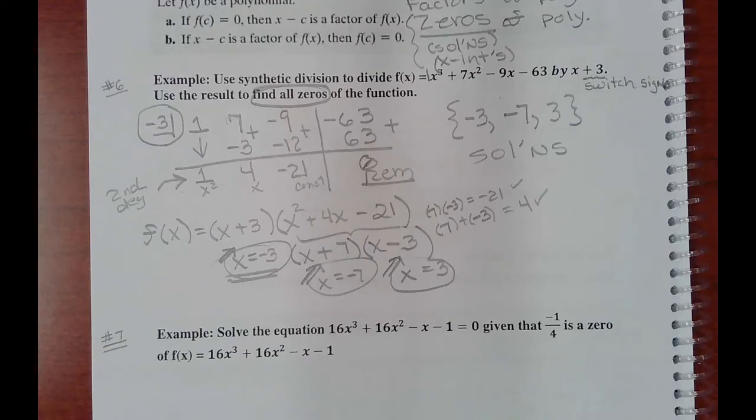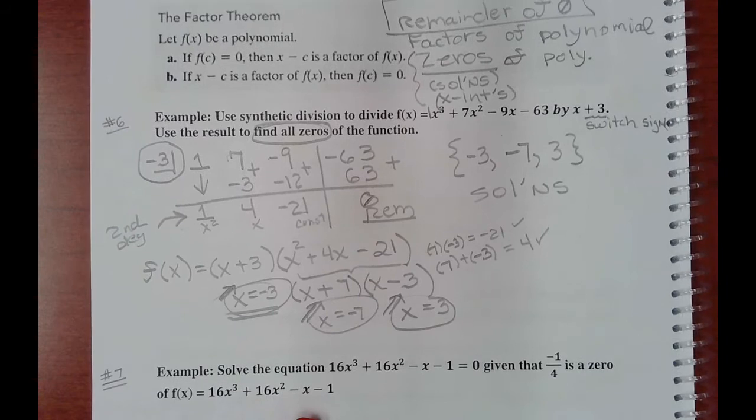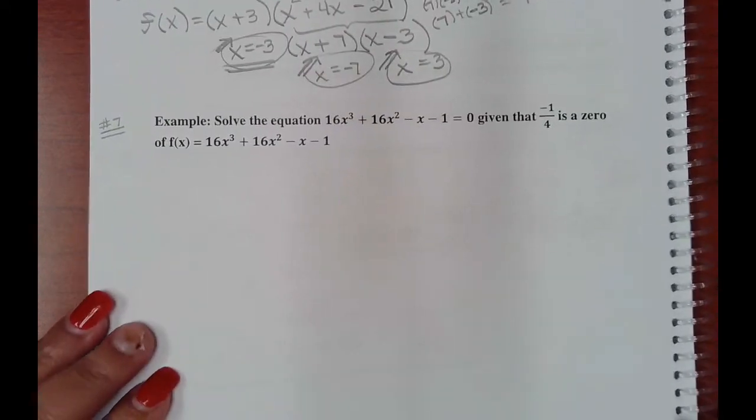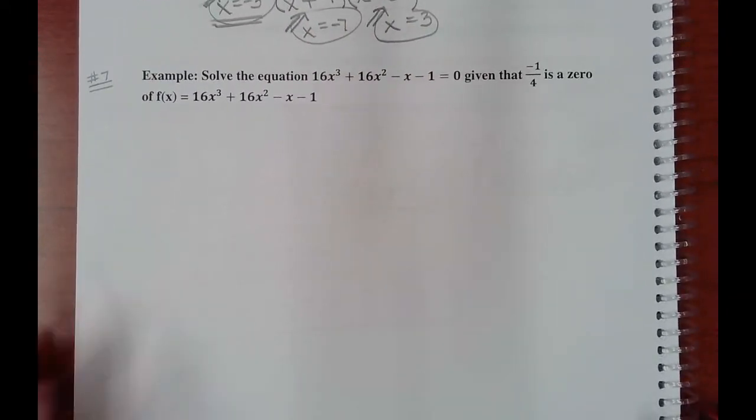Okay, this is the continuation for the lecture video for section 4.3 in MAC 1105, where we are studying the remainder and factor theorems. We had done examples 1 through 6. This was the last example that I finished up with in the last video. And we are moving on to example 7.